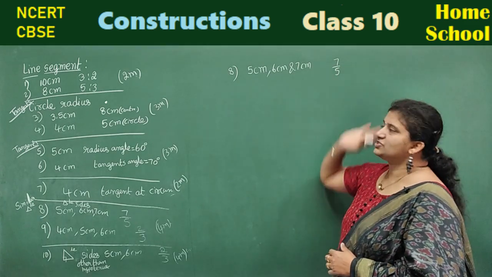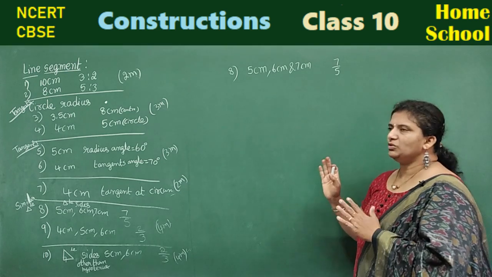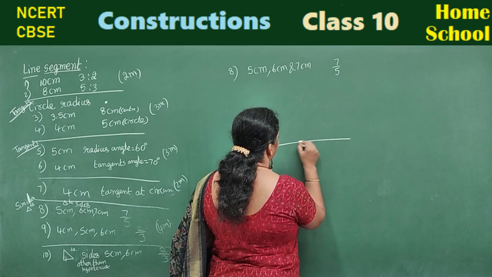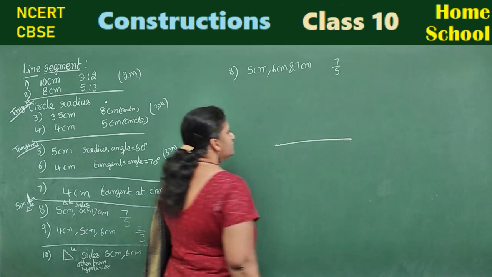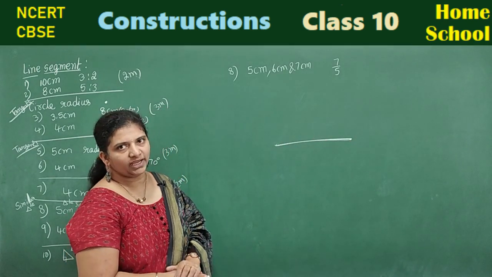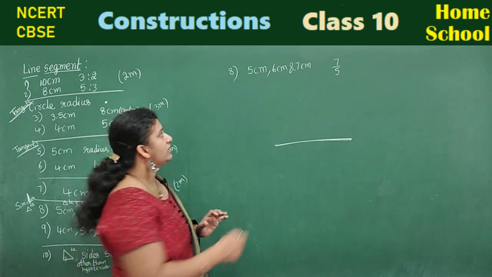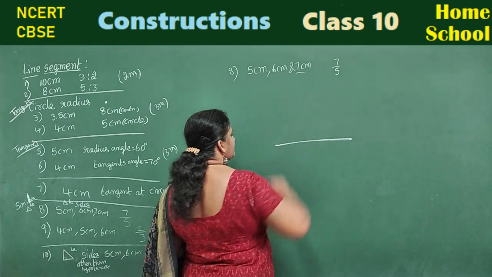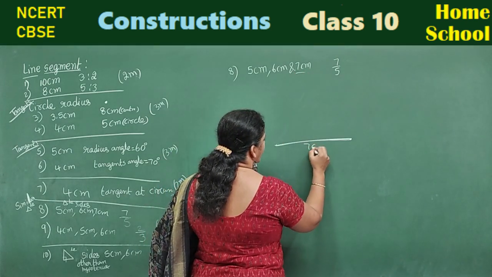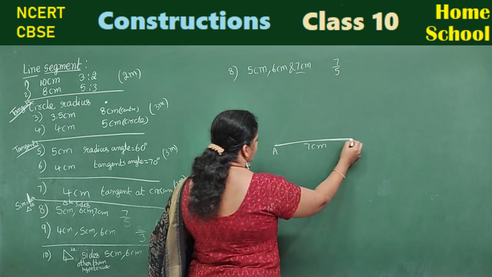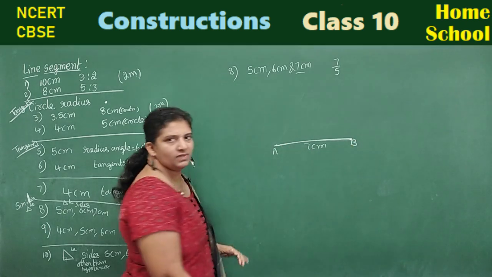So observe carefully, children, and let me do one rough figure. You do the original figure. Draw the base of the triangle. So what base length do you need to take? What is this line segment? Which measurement are you going to take here? See here, which is greater? 7 is greater. So draw a line segment of length 7 centimeters and mark this as AB.